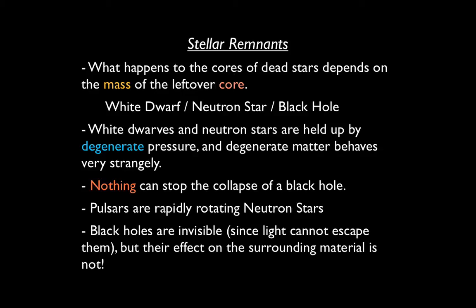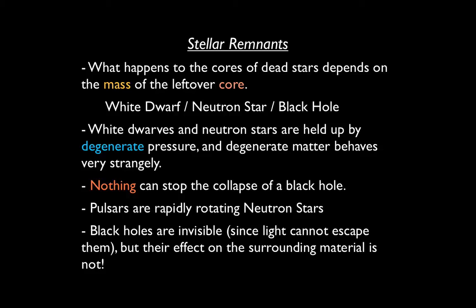And what happens to these collapsing cores? What's holding them up? Nuclear fusion has ended, and so there's no energy coming from nuclear fusion reactions to counteract the effects of gravity. What happens to the cores of these dead stars is going to depend on the mass of the leftover core. The important mass to take into account now is the mass of the core, not the mass of the original main sequence star, because really all that's left over is the core of the star. And so, depending on the mass of the core, you might get a white dwarf, a neutron star, or a black hole, in increasing order of mass.